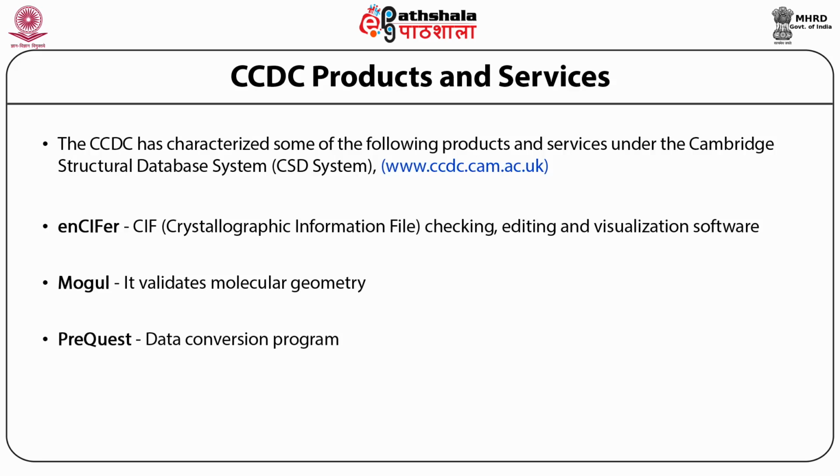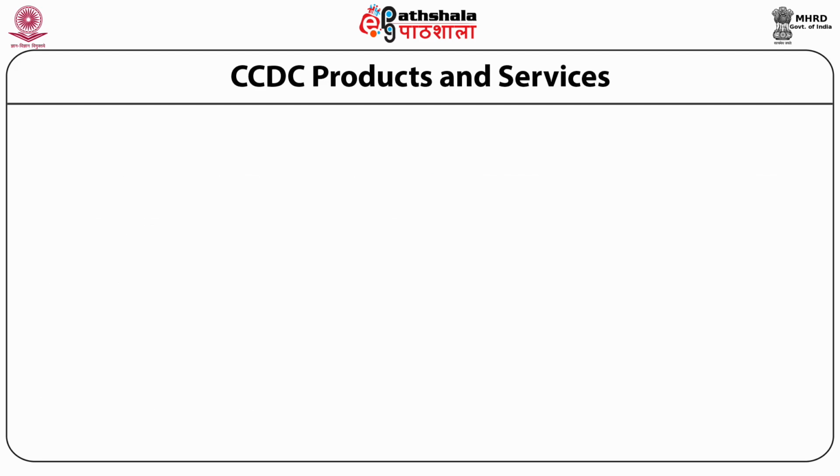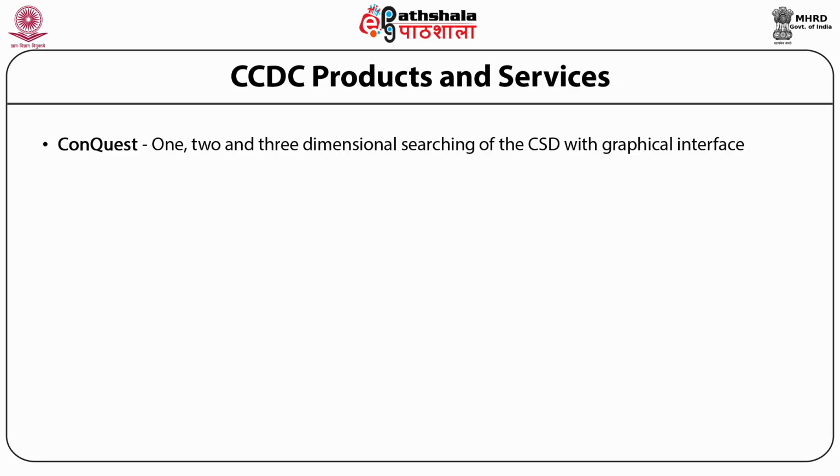PreQuest is a data conversion program with the objective of creating high-quality structural data files in the format that is searchable by ConQuest. Quest is another program which is used to search the entries, with either 1, 2, or 3-dimensional searching of the CSD. ConQuest is also for 1, 2, and 3-dimensional searching of the CSD, but with a graphical interface. In addition to structure drawing, ConQuest provides a full range of text and numeric search options. For example, one can search by using the author name, the journal name, the name of a compound, the molecular formula, space group, unit cell, and so on.